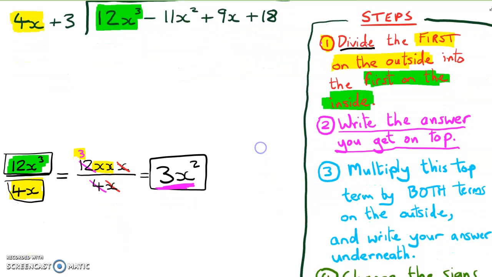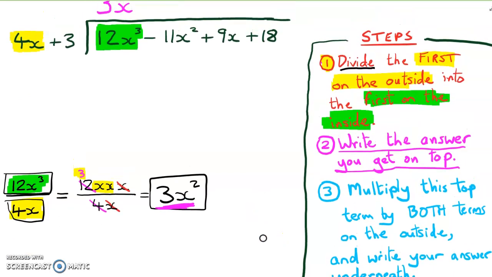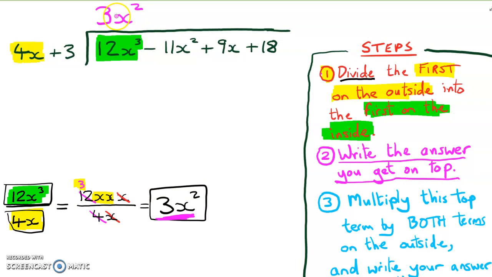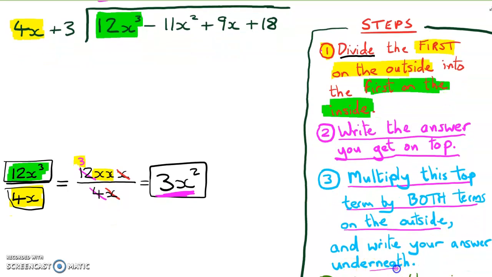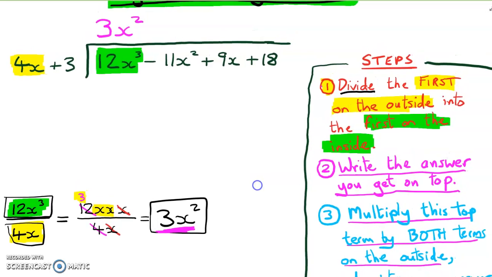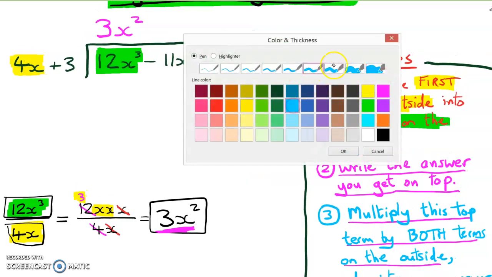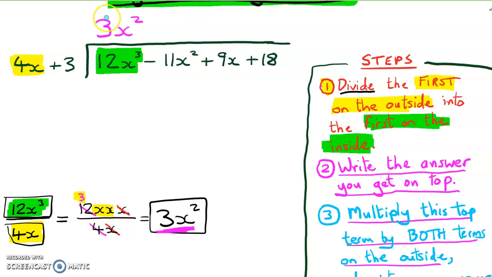What's next? I have to multiply this top term, this 3x squared that I got a moment ago, by both terms on the outside and write my answer underneath. Let me explain what I mean by that. Let me get the right colored pen first. I'm going to have to multiply this 3x squared by this, and I'm going to have to multiply it by this. I have to multiply by both terms on the outside.